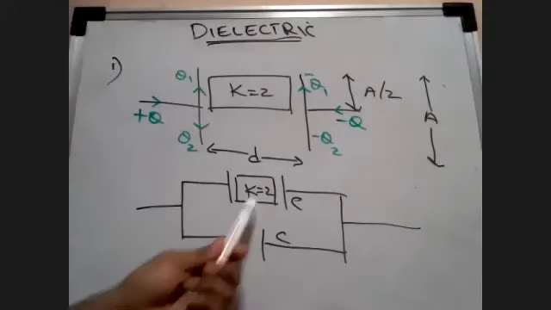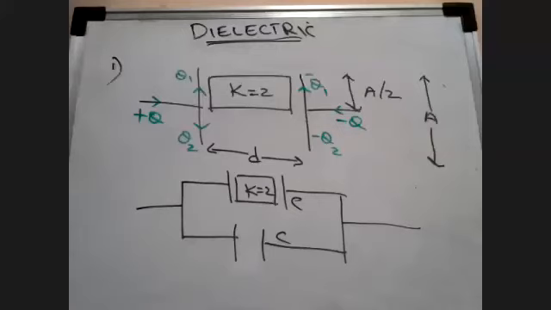C1 is going to be 2C upon 3? 2C upon 3. 3C. Yes, 3C upon 2. Okay? 3C upon 2, not 3C. Okay, see, I will solve it. Okay, I know this much.